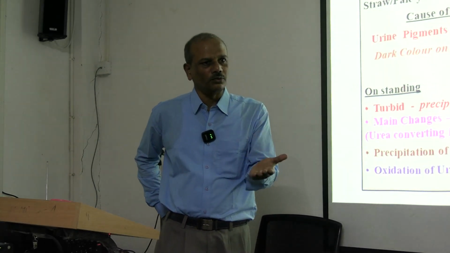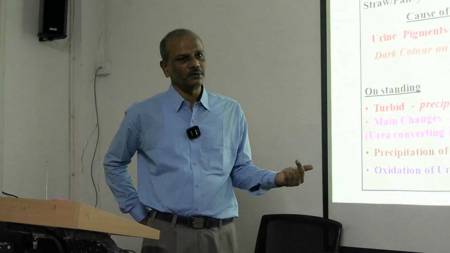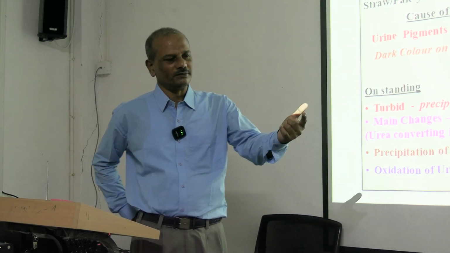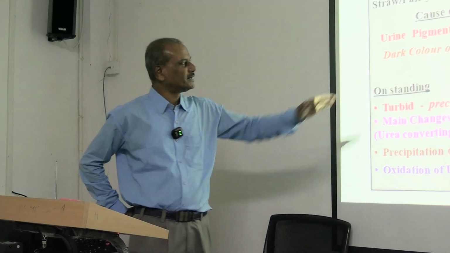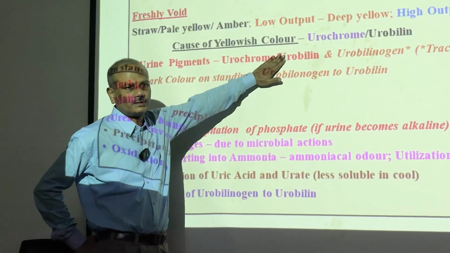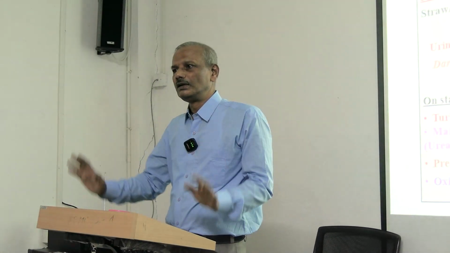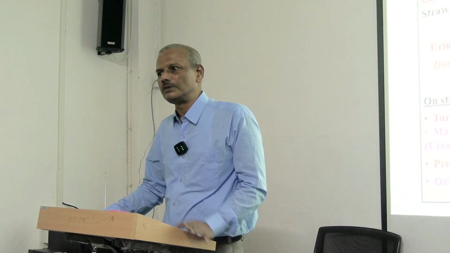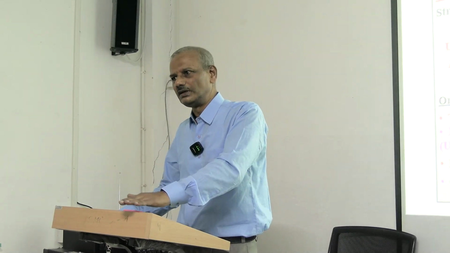Now, if you allow it to stand, there will be some amount of darkening. That is because of conversion of urobilinogen to urobilin. So it will impart color. So basically, that's why it is called urochrome, and urobilin is the main component. Urobilinogen and stercobilinogen are colorless. Stercobilinogen is present in the stool, and urobilinogen is present in urine. Both are colorless.